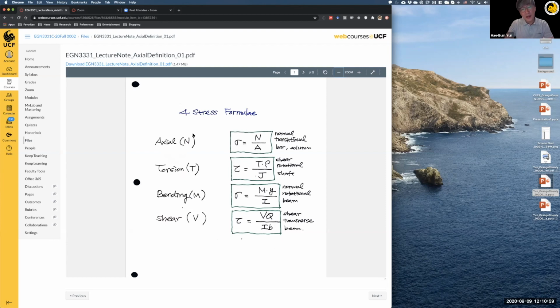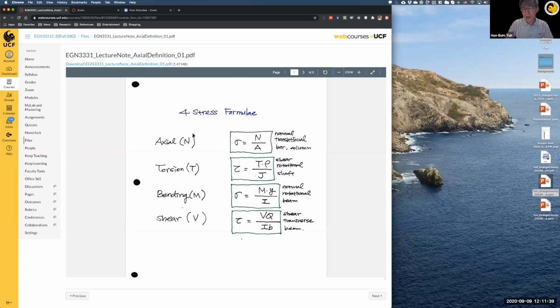So we learned already that there are 2 types of stresses. What are those? Can you please answer in the chat box? Normal and shear, absolutely, shear and normal, great. So the normal stress is sigma, shear stress is tau, right? So now we have 4 different types of external forces that create the internal force, which is sigma and tau, okay?